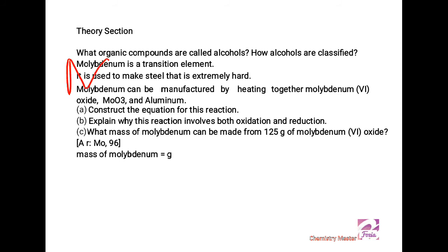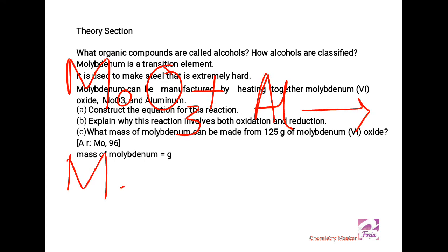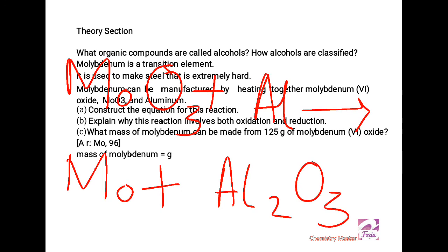So molybdenum symbol is capital M, small o, and this is 3 atoms of oxygen making molybdenum oxide is reacting with aluminium. Arrow, molybdenum is reduced and aluminium is oxidized. When we see at the balancing, okay, it is balanced now.